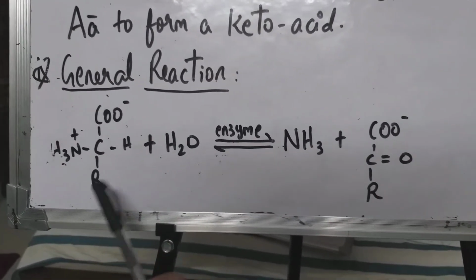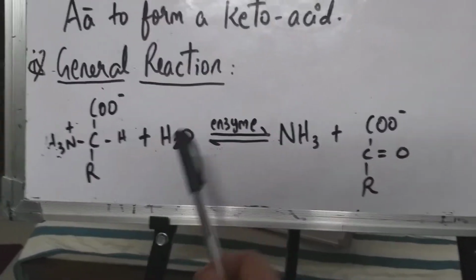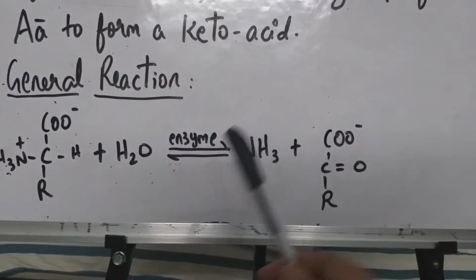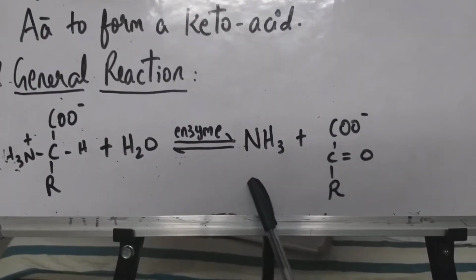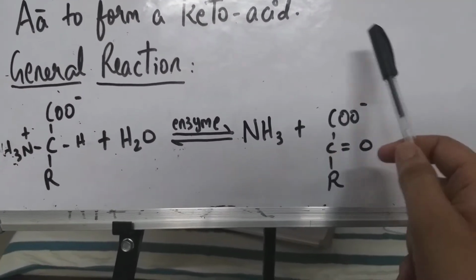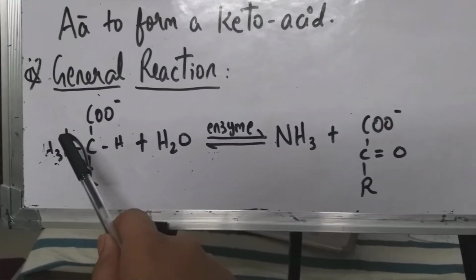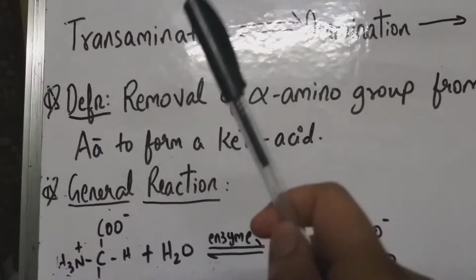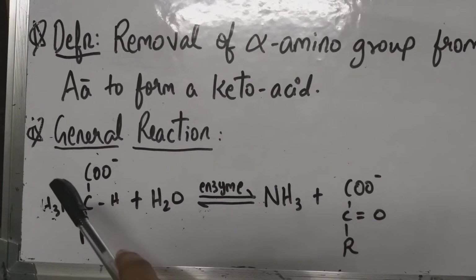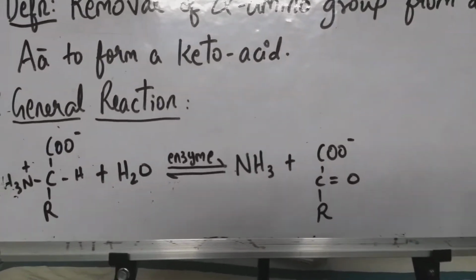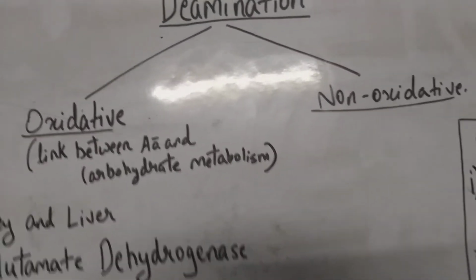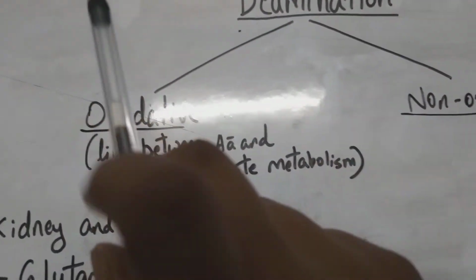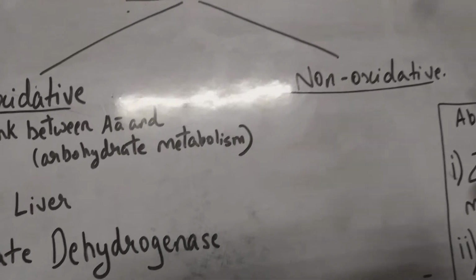The amino acid combines with the water molecule, hydrolysis happens, and an enzyme is involved. We will talk about the enzyme now. This leads to the liberation of ammonia, which will enter the urea cycle, and if you remove the amino group, you get a keto acid. As the definition goes, removal of the amino group to form a keto acid. Deamination can be classified into two types: oxidative and non-oxidative.